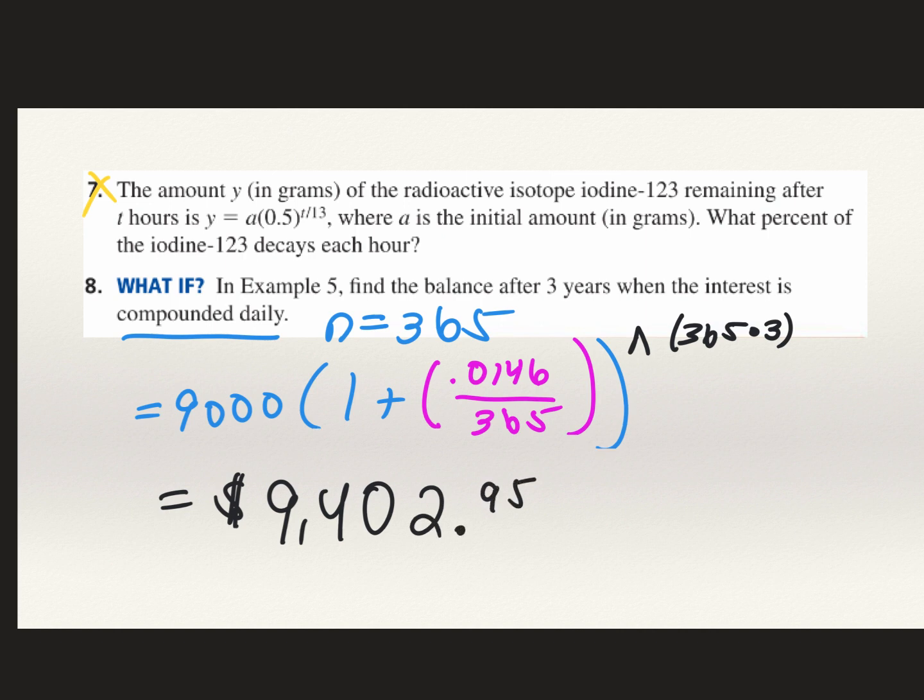9,402.95. Is that vastly different from what you got the first time? No. Some of you are like, yeah, it is. That's because you put something in wrong. And that's okay. We'll look at it. Don't freak out. We will look at it.